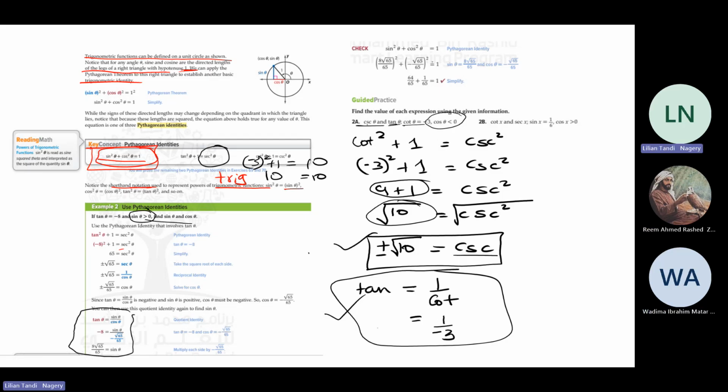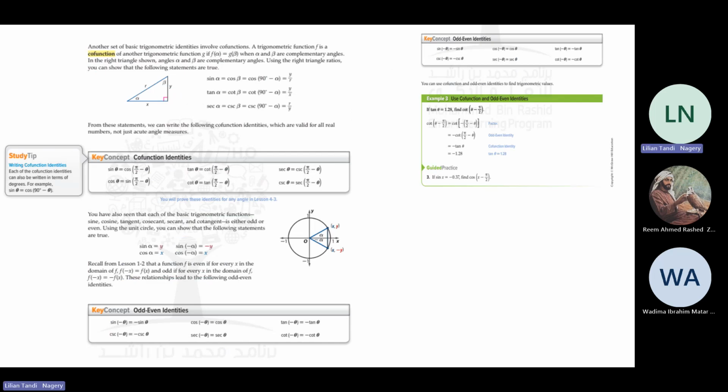Another set of basic trig identities involve cofunctions. Girls are supposed to go somewhere in the next 10 minutes. Okay. We will do up to here. We can meet in the evening if we don't finish in time, because you have 6 examples in this lesson.